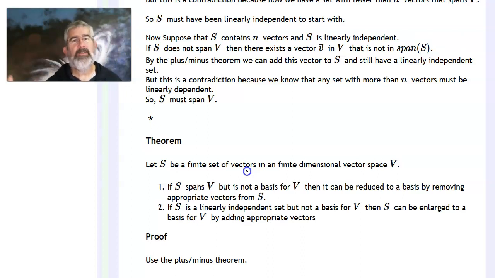So if you start with a big set, you can whittle it down to a smaller set. If you started off spanning the whole space, you'll still be spanning the space, and now you've got independence as well, and you have a basis. Okay.